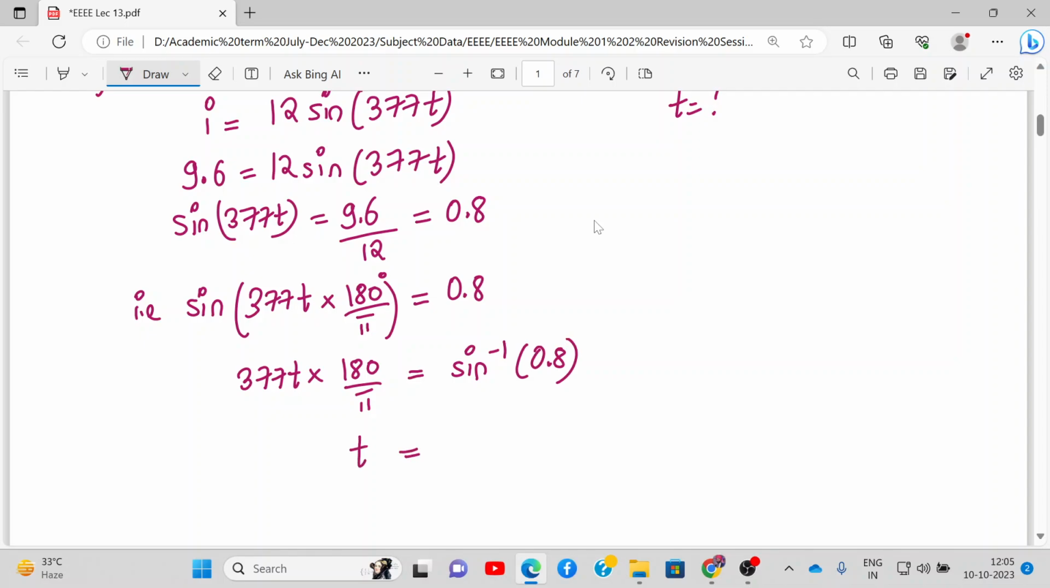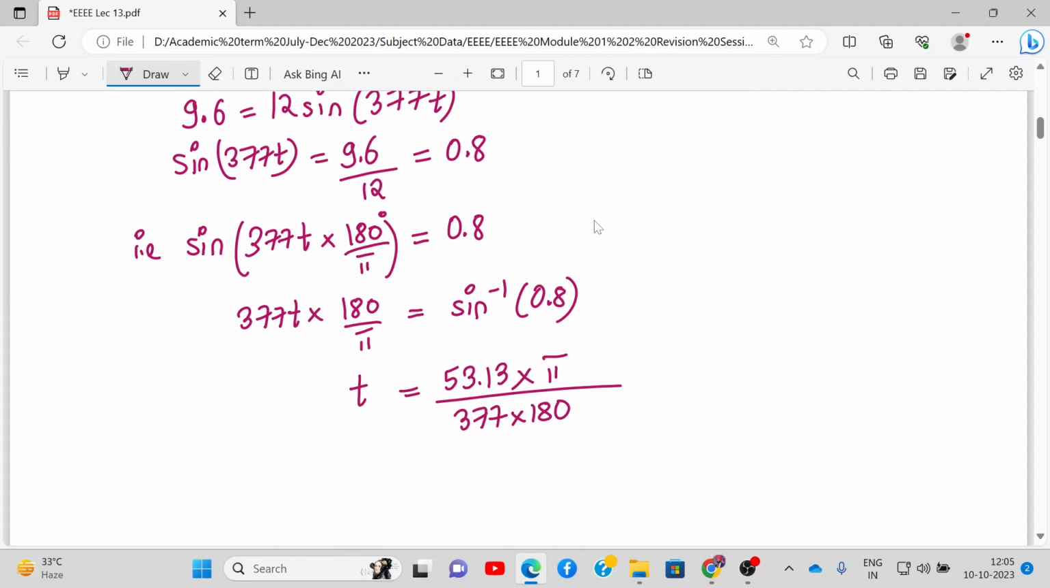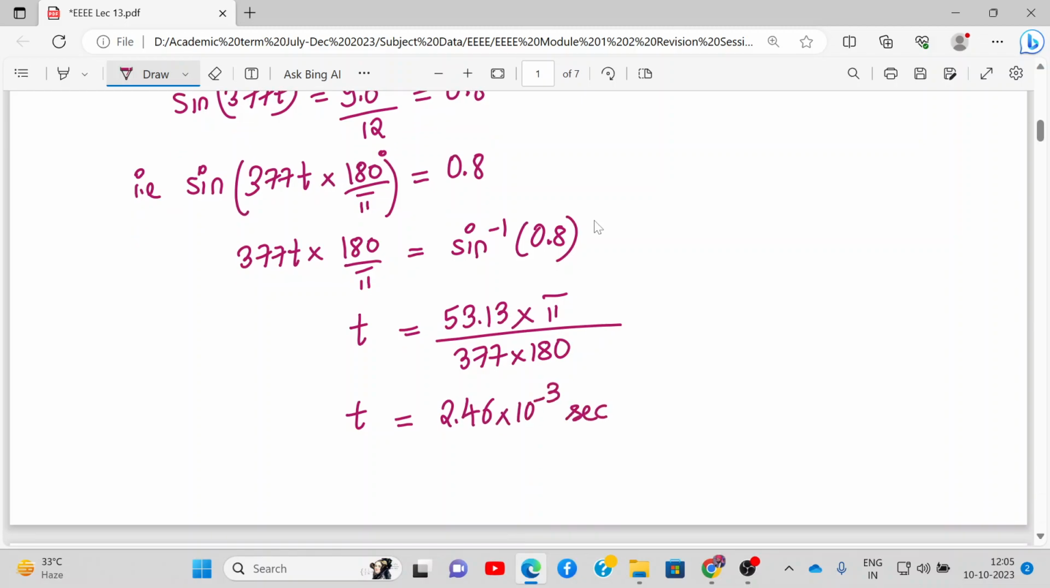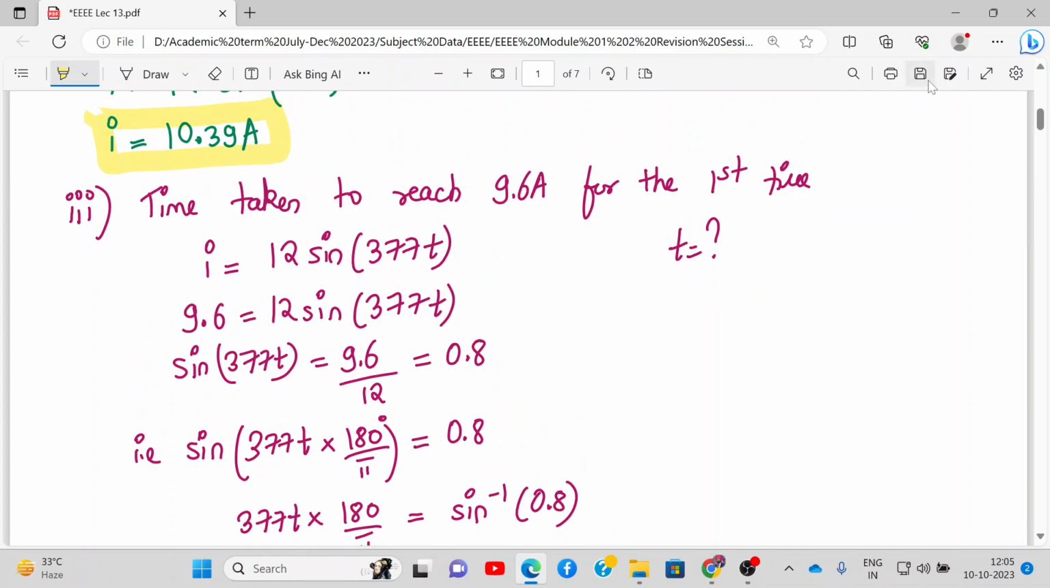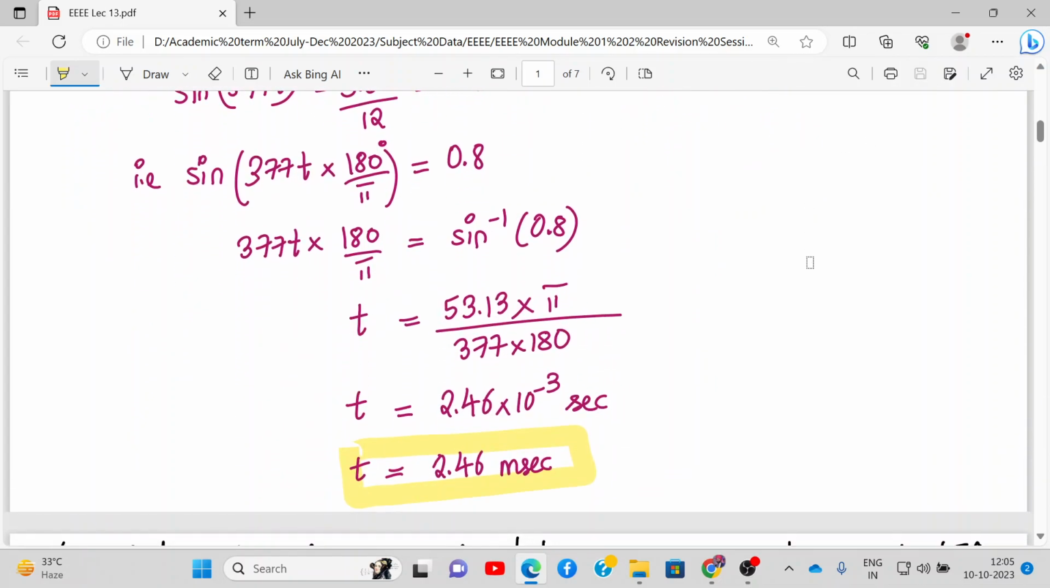So t will be equal to sine inverse of 0.8, which comes out to be 53.13, multiplied by pi divided by 377 into 180. If you calculate this, t will come out to be 2.46 into 10 raised to minus 3 seconds. We can write this in terms of milliseconds, so t equals 2.46 millisecond. So this is the time taken by the current to reach 9.6 amperes for the first time. All right, so we have completed numerical number 1.